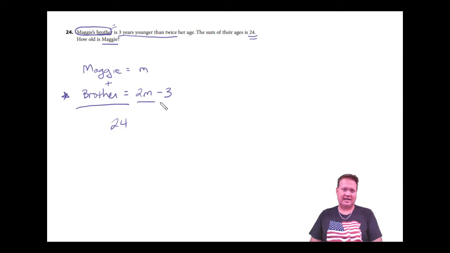And I know that if I take those two quantities and add them up, it comes out to 24 years. So hopefully you can take a look and add those up. There's nothing to add the minus 3 up with, so you should end up with 3m minus 3 equals 24. And that'll allow you to solve for m. When you solve for m, we've got to go answer a couple questions. First of all, m tells me how old Maggie is. And if I take whatever Maggie is and multiply it by 2, and then take away 3, I'll figure out how old the brother is. And if I know both of those, they better add up to 24 years old.